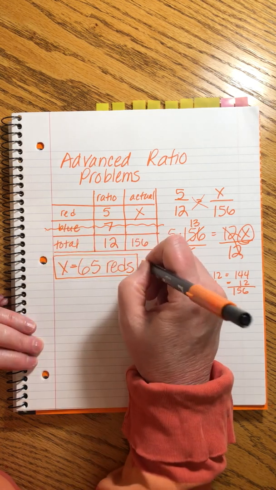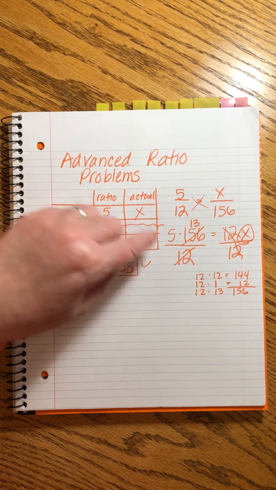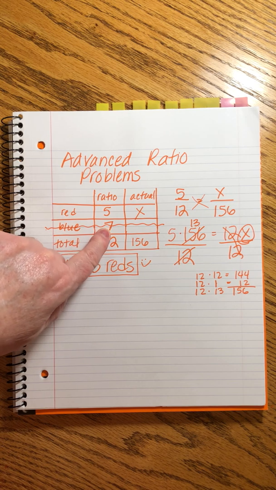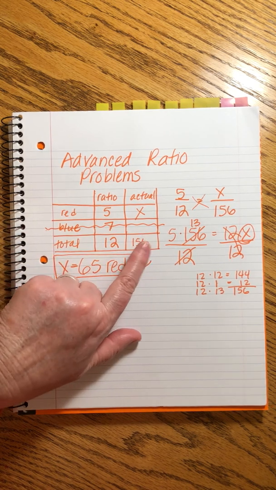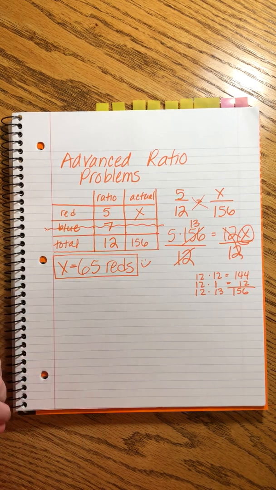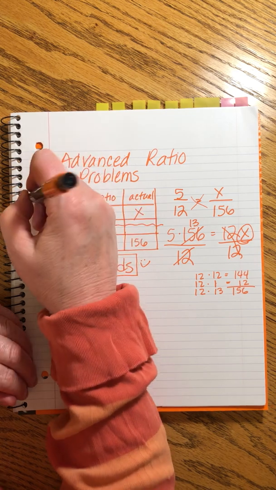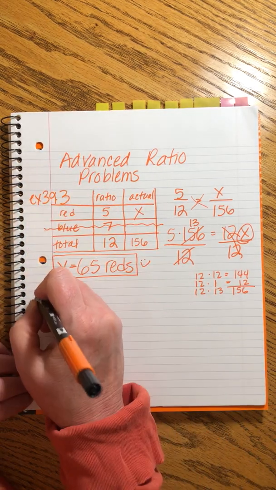Okay, so what makes these advanced problems is that we now have to take into consideration the total, and it's easy to find the total in the ratio column. We just add them together. And very often now, John's going to give us this information, the total in the actual group, as the other part of the problem. This was 39.3. Sorry, I didn't write that down. And now we just have one more.